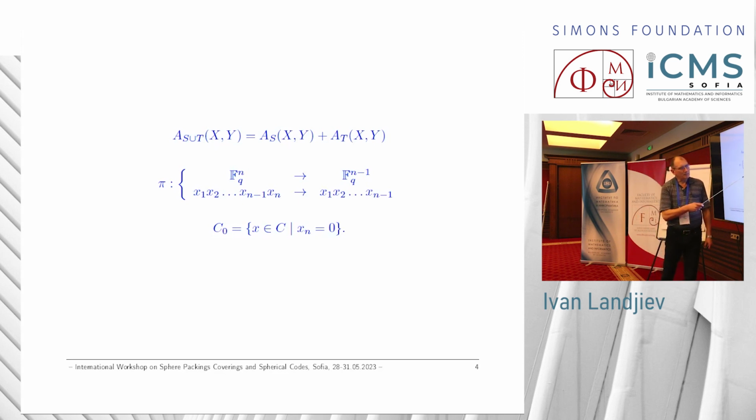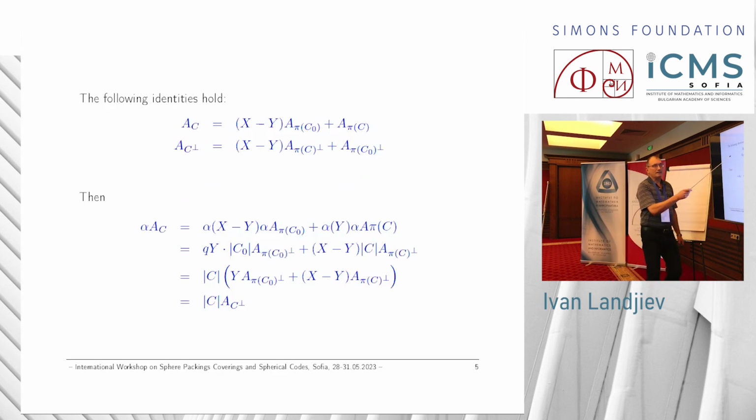And if C is a code, by C0 I denote the subcode with last component 0. I still do not delete this last component. It is there, this is just a subcode, this is well known. Then I have the following two identities. The weight numerator of C is x minus y times the weight numerator of the code C0 punctured, plus the weight numerator of the code C punctured.